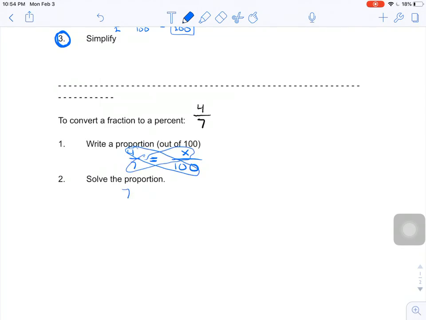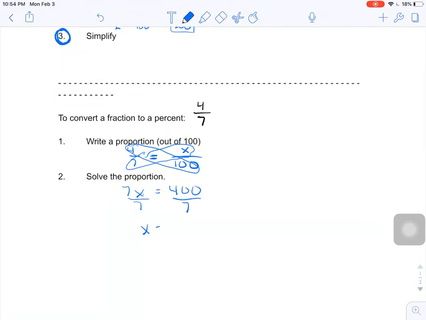So 7 times x is 7x. 4 times 100 is 400. And now all I have to do is just divide, and it takes me straight to my percentage, which in this case is a pretty long decimal. So I am actually going to say about, and I'm going to round it to the nearest hundredth. It is about 57.14%, because we just made it out of 100. So 4/7 as a percent is 57.14%. So we can use some things we've been learning about solving proportions to help us take a tricky fraction, or a fraction that's harder to work with, and convert it into percent form.